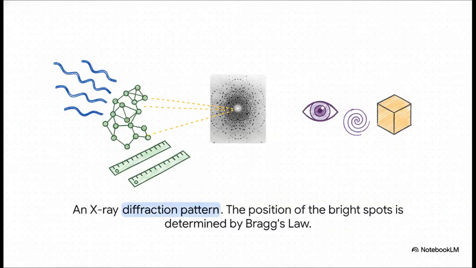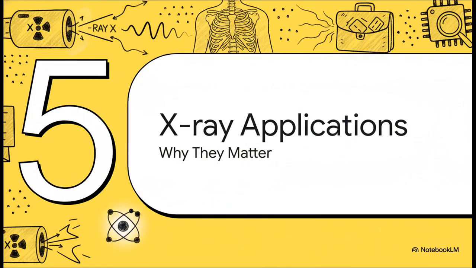So what does this look like in the real world? Well, here you go. This is an actual X-ray diffraction pattern. Every single one of those bright spots is a place where Bragg's law was satisfied. By measuring the location of all these spots, scientists can work backwards and figure out the precise 3D arrangement of every atom in a material. It's incredible. Okay, so we've covered what X-rays are, how we make them, and the laws they follow.